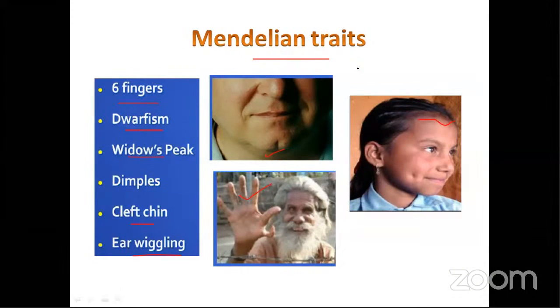And a few objective and important points are there, which I have noted somewhere else. I'll discuss the segregation and independent assortment in the next class. Some important information is there. Okay, any doubts you have till now?